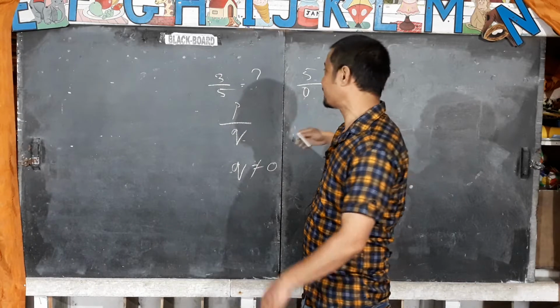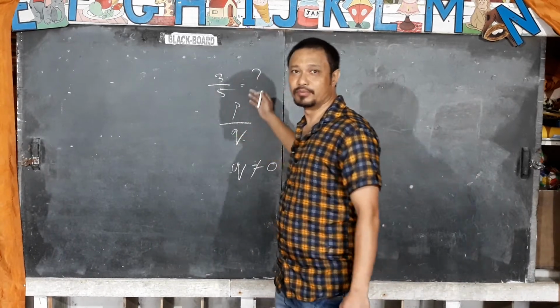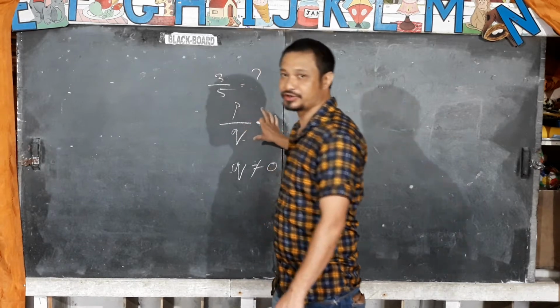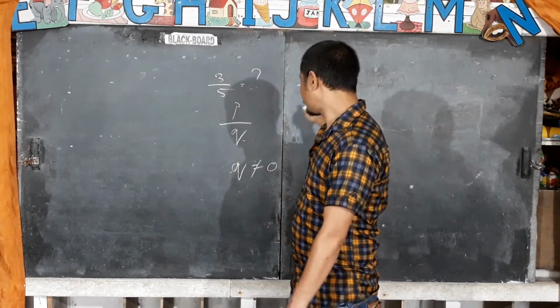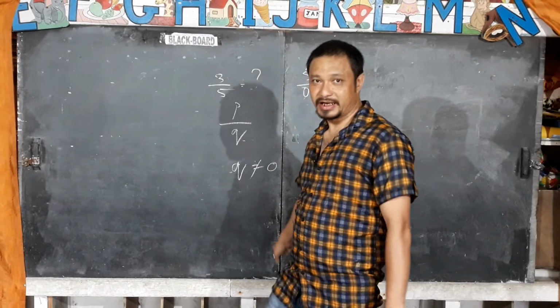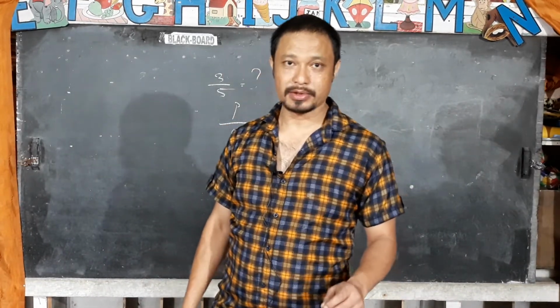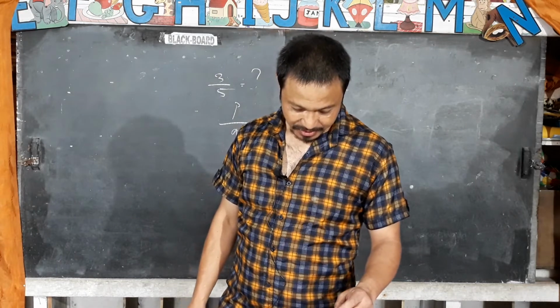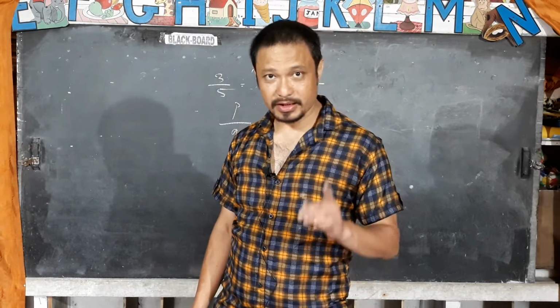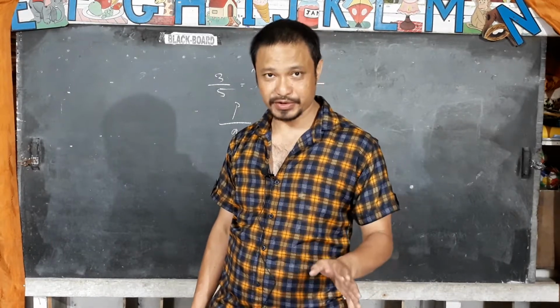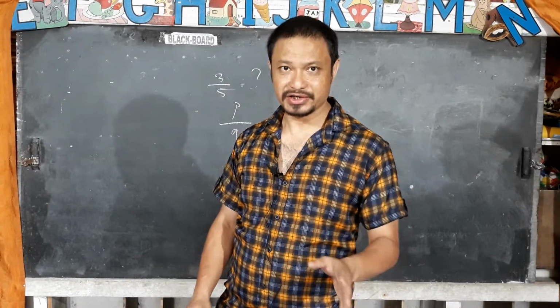So that we don't have a fraction sort of image to present in front of you, the denominator cannot be 0. Now, there are a few things that we need to know about rational numbers. If you go to page number 54, again, I would advise you to use your textbook. If you don't have it, just try to arrange it from somewhere.